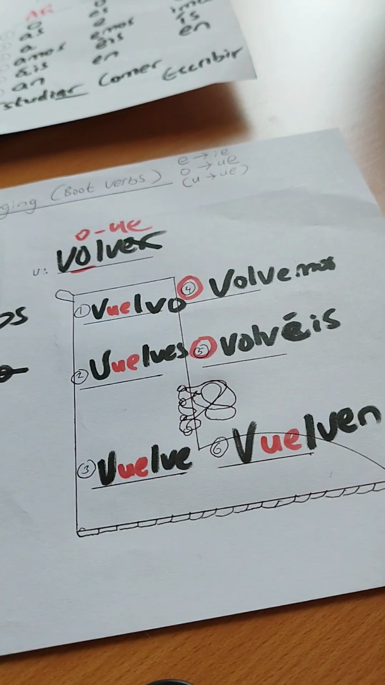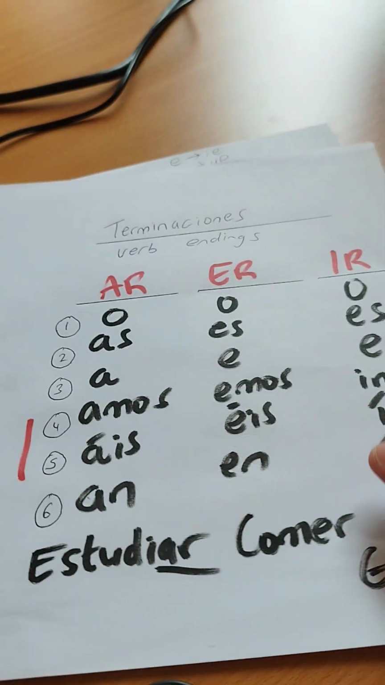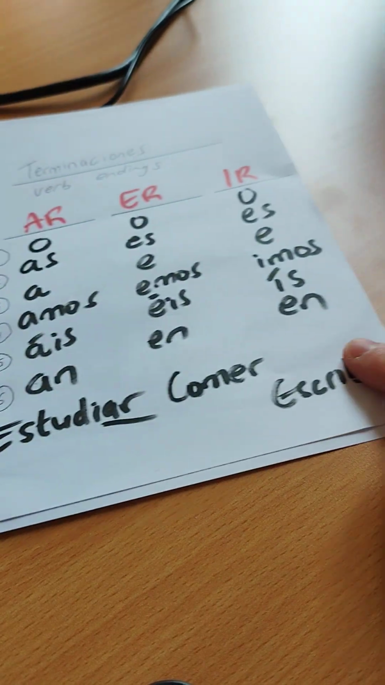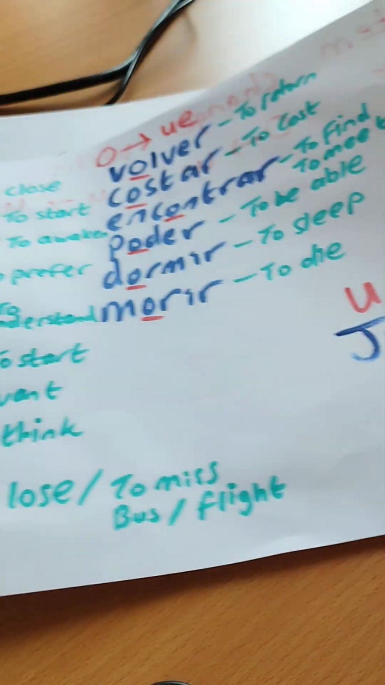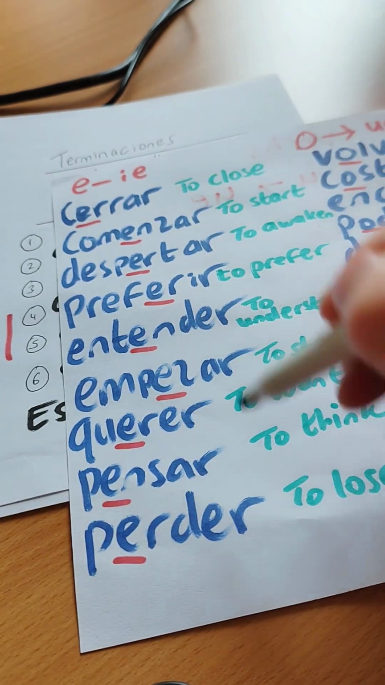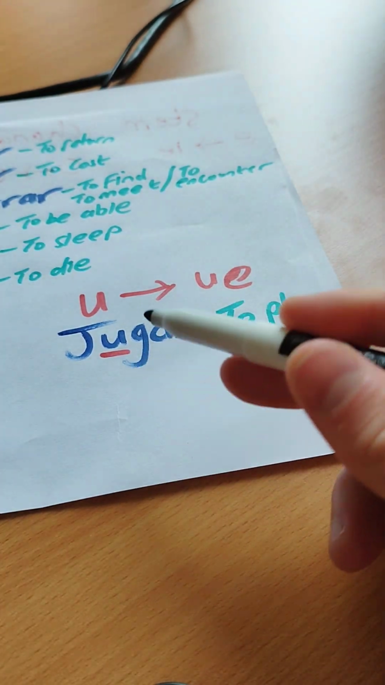Good. And it's really important, your pronouns and your endings. I would stress to study this. That's the first thing you should write down on the page of paper. And then you just need to know there are 2 groups. Most of them fall in the E to IE. Some of them fall in the O to UE. And there's only one that falls in the U to UE.